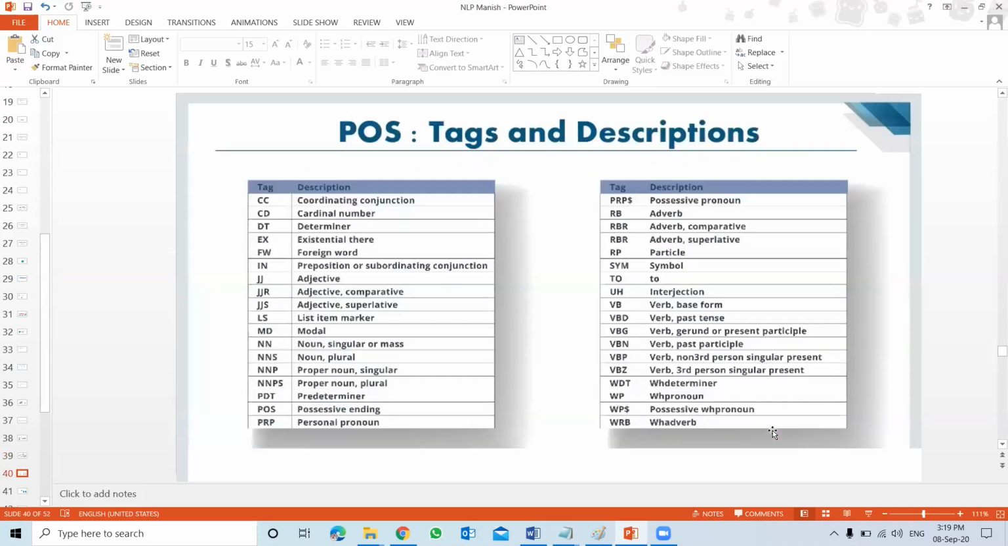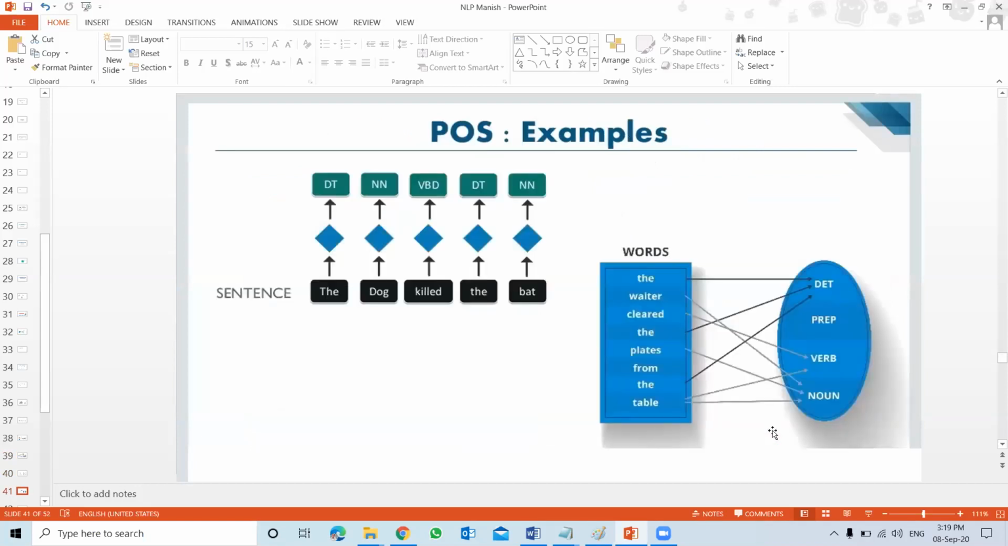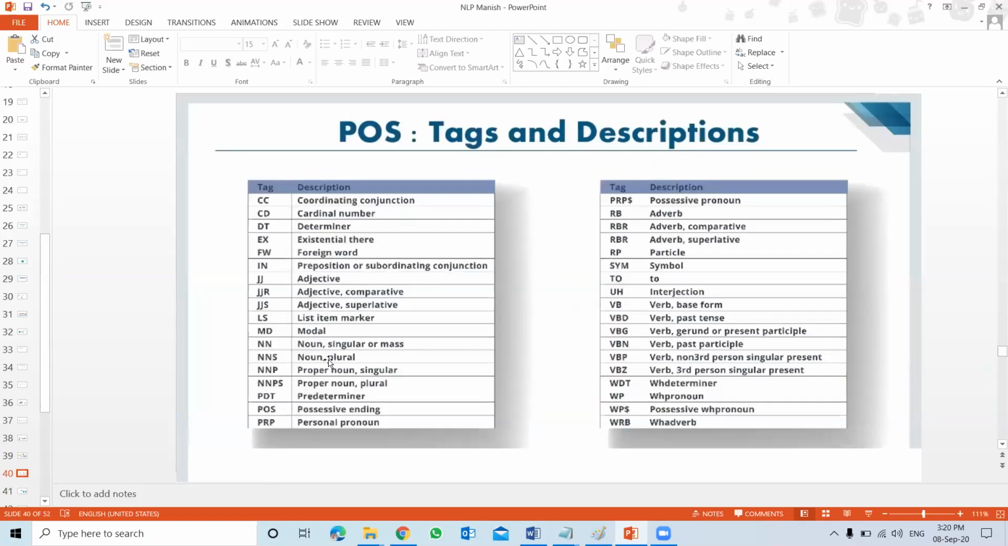Now here we have different types of tags and descriptions for the values. So guys, like here, I'm saying the dog killed the bat. This is the sentence we have. Here, the word the has the tag DT. What is the meaning of DT? You can see that here we have something called DT.